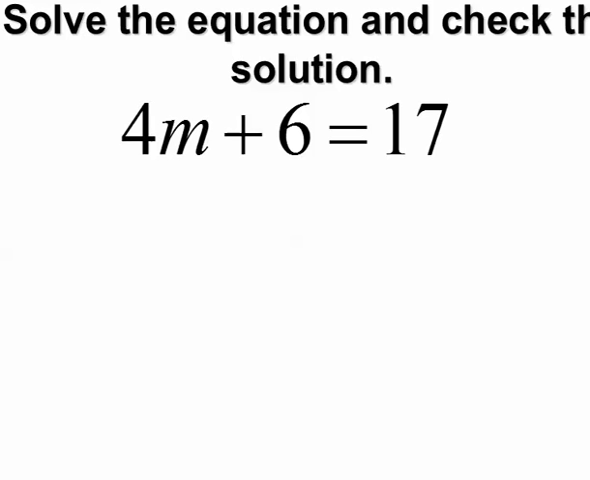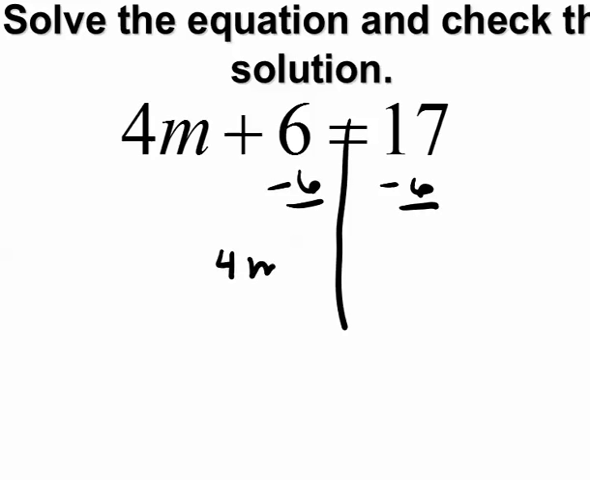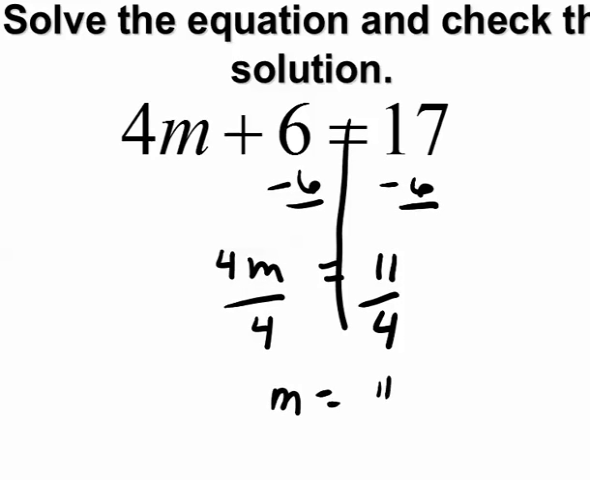Our first equation is 4m plus 6 is equal to 17. Therefore, the first thing we must do is subtract our 6, leaving us 4m is equal to 11. Divide by 4 on both sides. M is equal to 11 fourths, or 2 and 3 fourths.